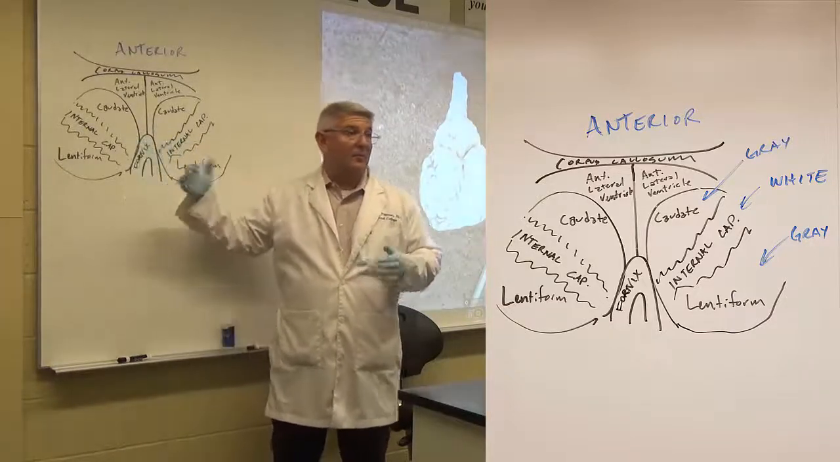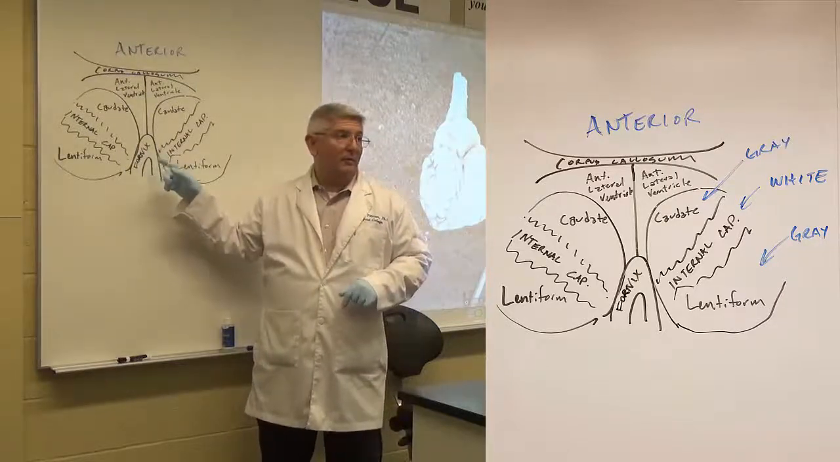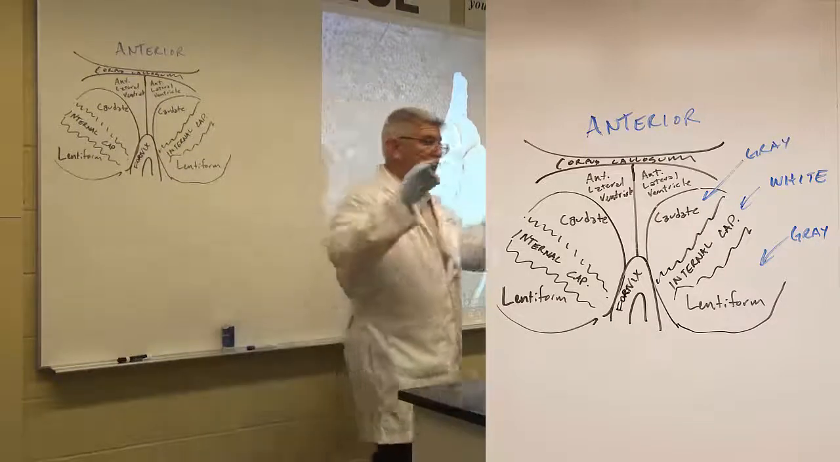Again, anterior part of the brain, we know we're anterior because the fornix upside down U, septum pellucidum, and the two anterior lateral ventricles. Okay.